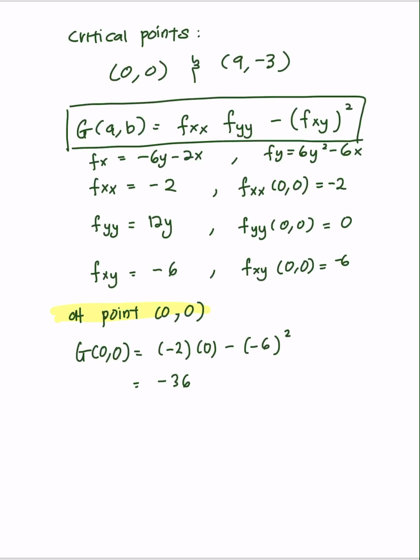So we know that G is less than 0 and fxx equal to minus 2 is also less than 0. So what is the conclusion for G less than 0? For G less than 0, we can say that it is a saddle point. We don't have to check fxx for G less than 0.